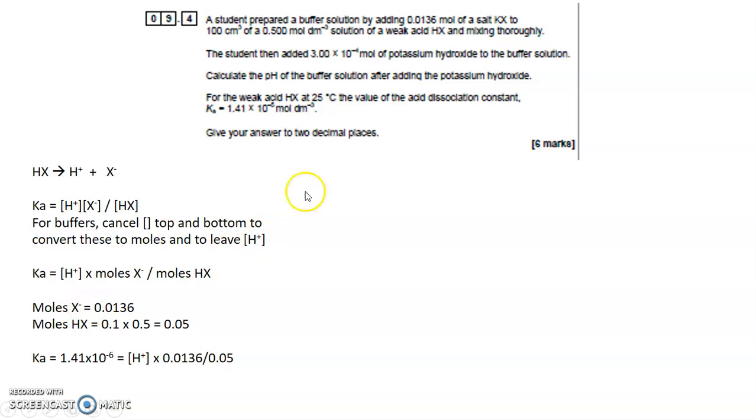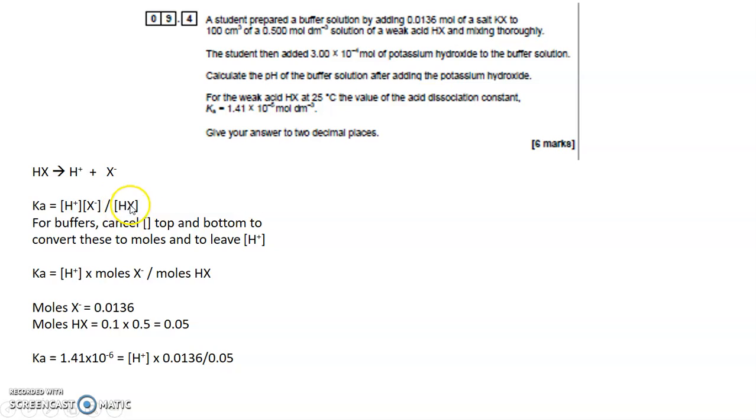Now moles of X− are the same as KX, because this salt will break up completely into K+ and X−. So the number of moles of KX equals the number of moles of K+ and X−. It's the X− I'm interested in. So 0.0136 moles of this salt fully dissociates, fully dissolves in water to make 0.0136 moles of X−.